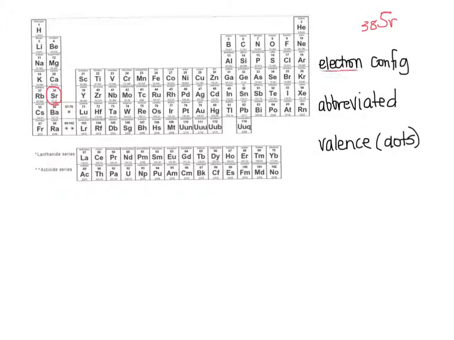You could be asked to write the abbreviated electron configuration. You could be asked to write the electron dot structure for it. And you could be asked also to draw the orbital diagram for it, which is the one with the arrows, which I'm not going to do right now.